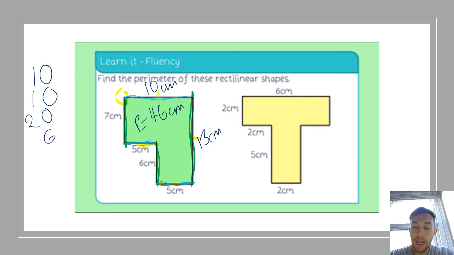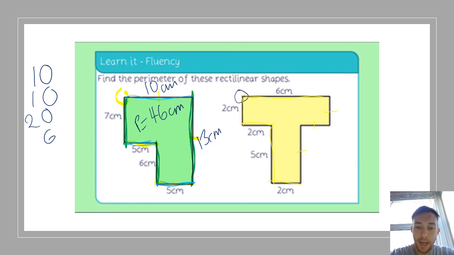Okay, now looking at the other rectilinear shape, I'm going to start by putting my start circle on, make sure I've got all my edges. Okay, 2 centimeters, 2 centimeters, 5 centimeters, 2 centimeters, a missing one, another missing one, and a third missing one. And then I've got 6 centimeters at the top.